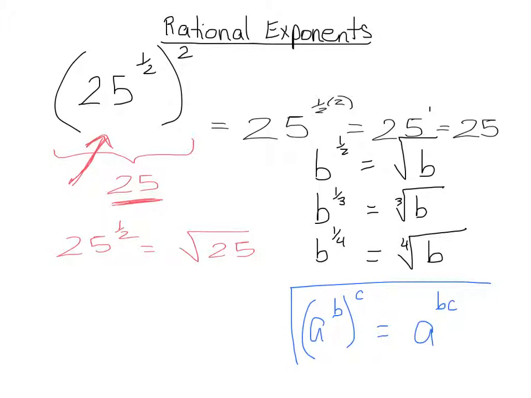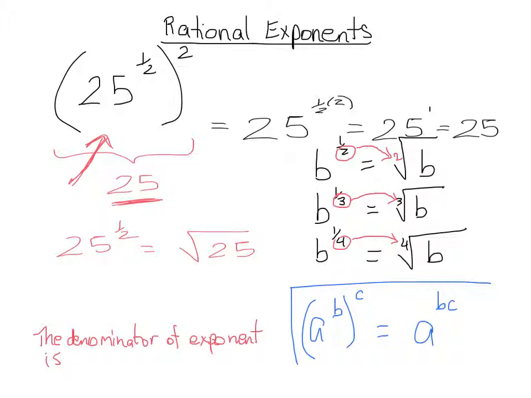But here's the thing that you need to know. The denominator of our exponent is the same as the index of our radical. That's the rule. The denominator of the exponent is the same as the index of the radical. So we can write that down as something to remember. So the denominator of the exponent is the same or equal to the index of the radical.